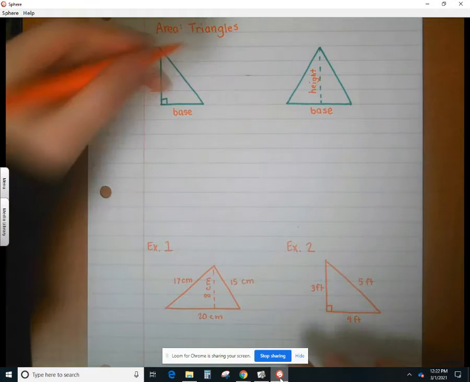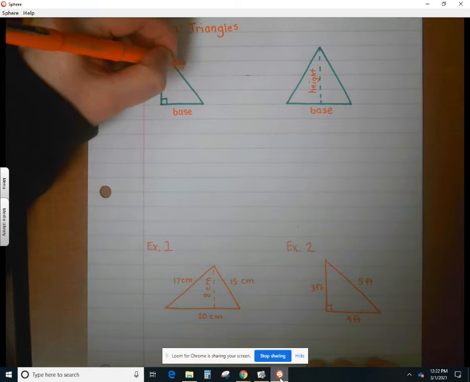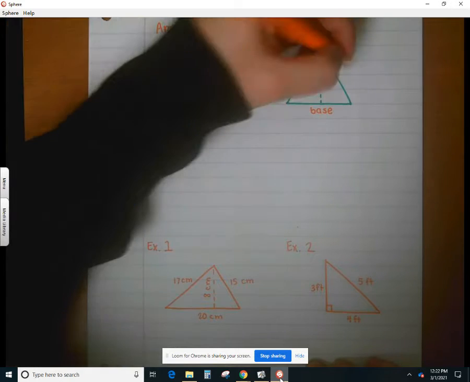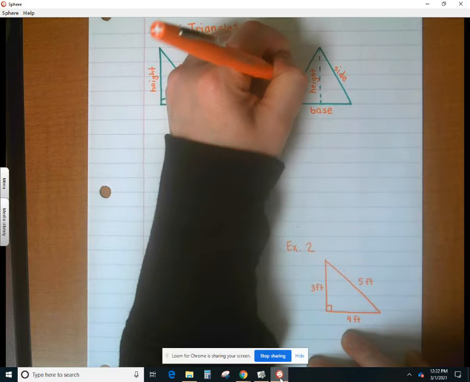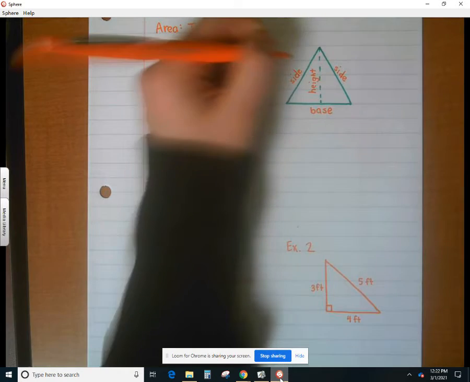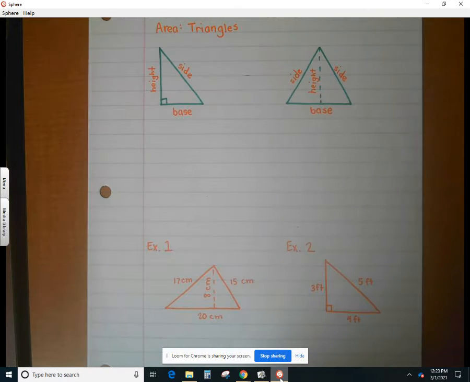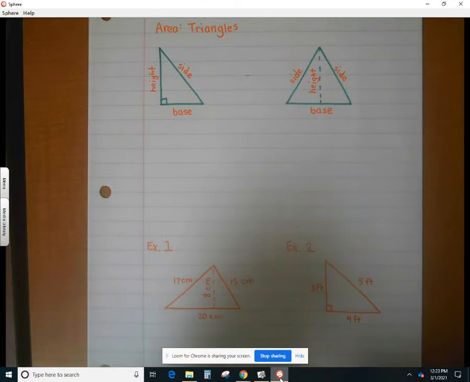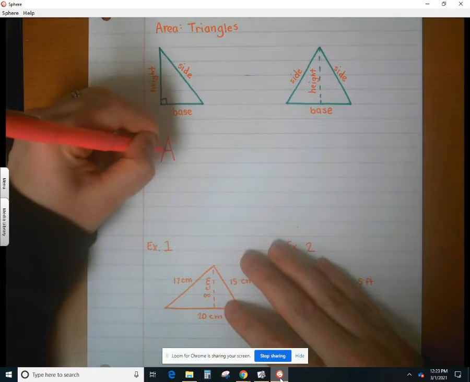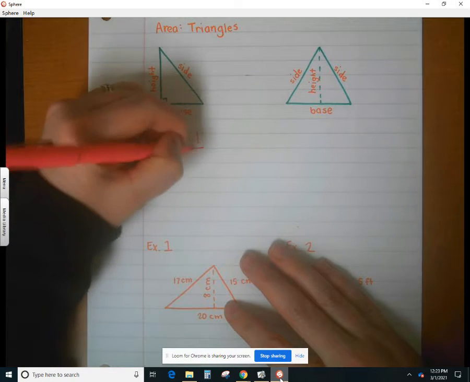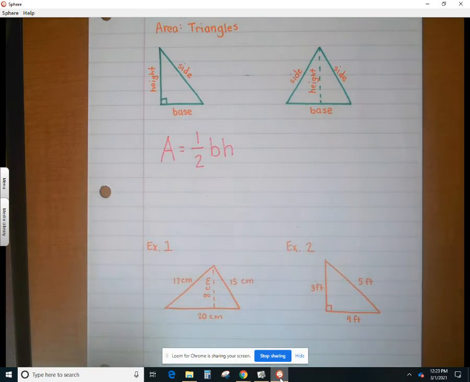And then any of these diagonal lines you see, those are just sides. You'll notice when we write our formula in a minute that there is no S for side in our formulas because we don't use sides in our formulas. So the area of a triangle can be found using this formula. Area equals 1/2 base times height.